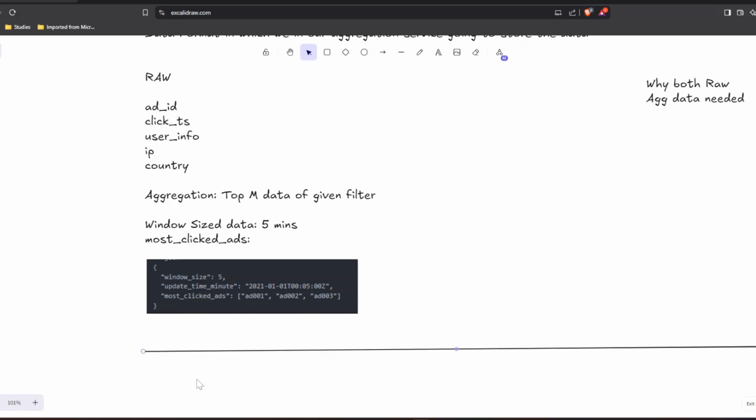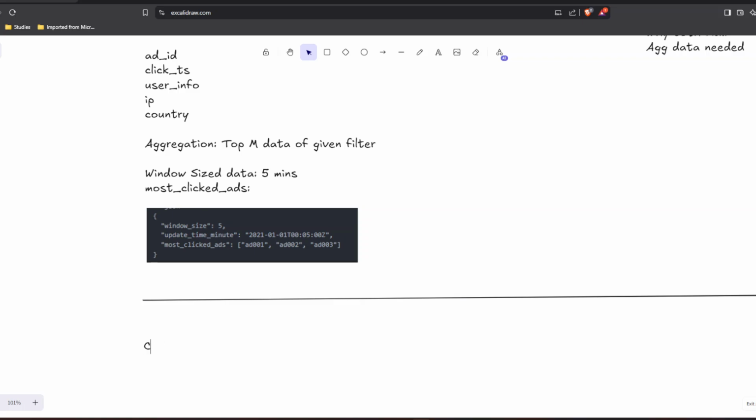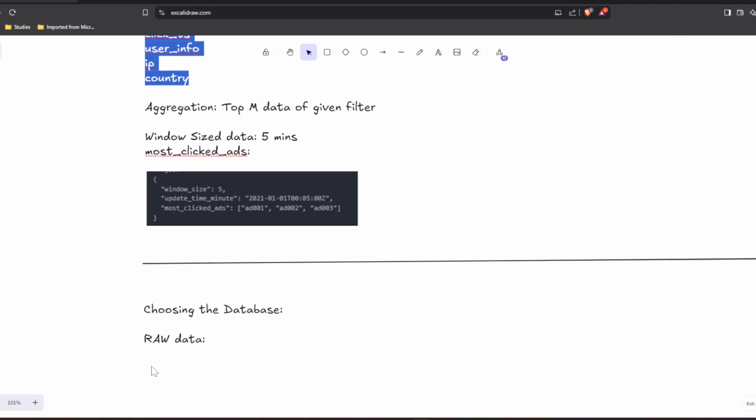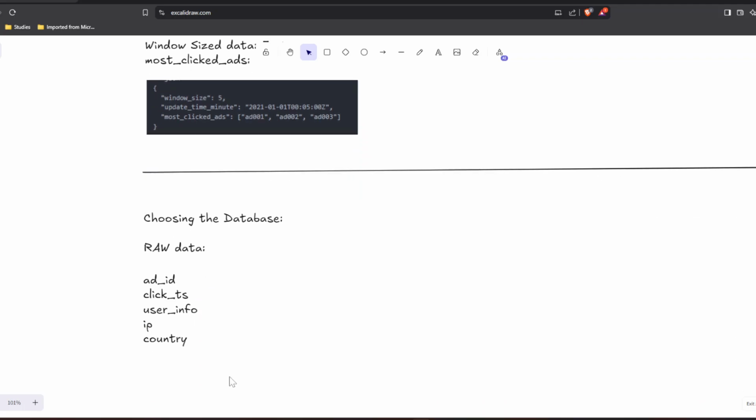Now let's talk about choosing the database for us. At first we have been talking about the raw data, right? Raw data is nothing but all the ad id, the click timestamp, all the user info, IP and the country. So at the end of the day, if you see, this is kind of time series data, right? And what kind of workload is this?